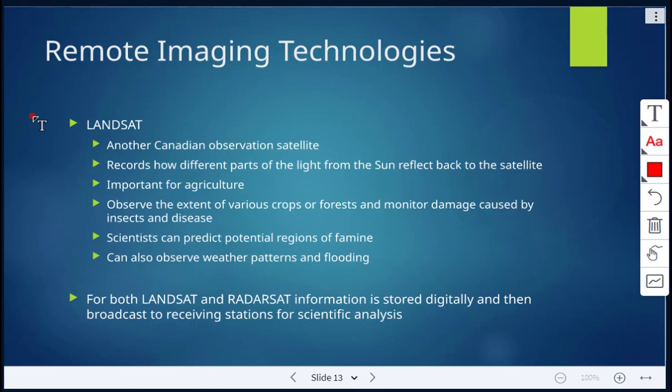Landsat, this is another Canadian observation satellite. This records how different parts of the light from the sun reflect back to the satellite. This is important for agriculture, farming. It observes the extent of crops or forests. It can monitor damage caused by insects and disease. Scientists can predict potential regions of famine. This system can also observe weather patterns as well as flooding. Okay, so for both these Landsat and RadarSat, the information gets stored digitally and then broadcast to receiving stations, which will then analyze that data.